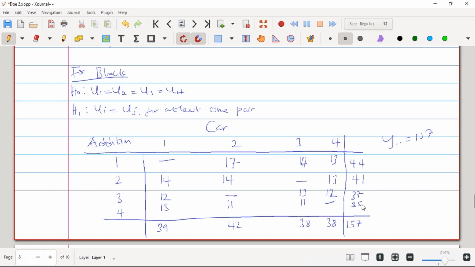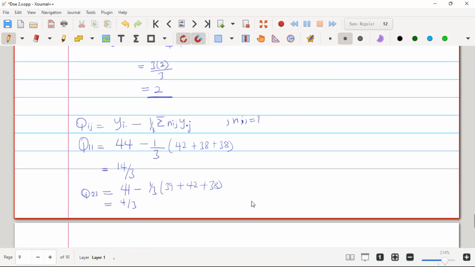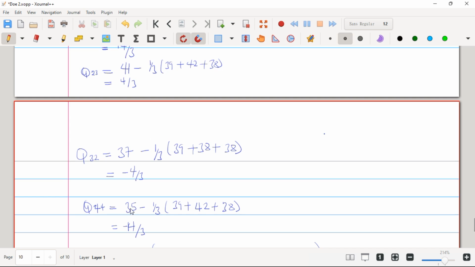We are going to take our 35, subtract it from 1 divided by 3, bracket open. We are just going to delete this one from the summation. We're going to take 39, 42, and then 38, right? The reason why you do that is that the block that the missing value is inside, the summation of that block is not part of what you are going to take, right? So when you come here, we do that one too nicely for the Q 4, 4. So I'm going to get 35 minus 1 divided by 3, bracket open, 39 plus 42 plus 38, right? And then you are going to get negative 14 divided by 3.